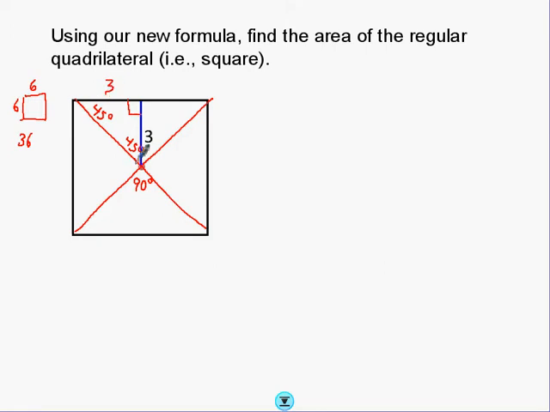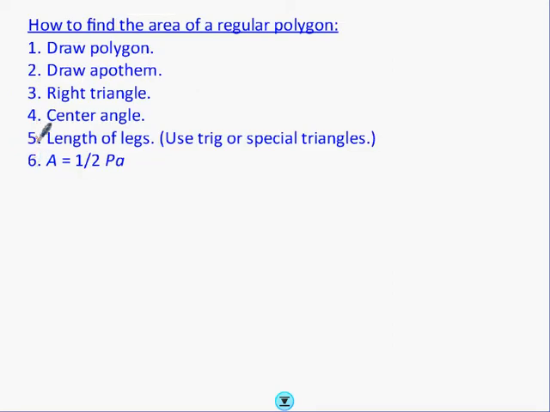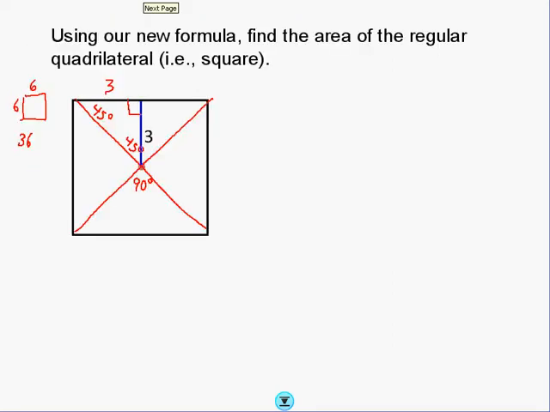We do not need to know the length of the hypotenuse. Okay, now that I know the length of the legs, I can find the perimeter. I'm going to step back real quick and just look at my rules. Find the length of the legs, and then area equals 1/2 PA. Okay, so we're ready to go. A equals 1/2 times the perimeter times the apothem.